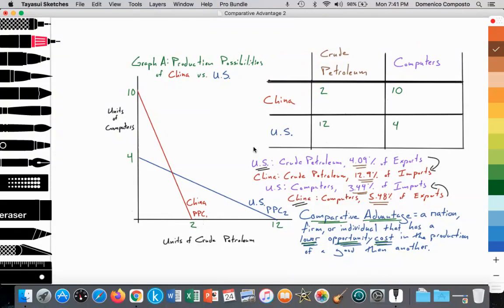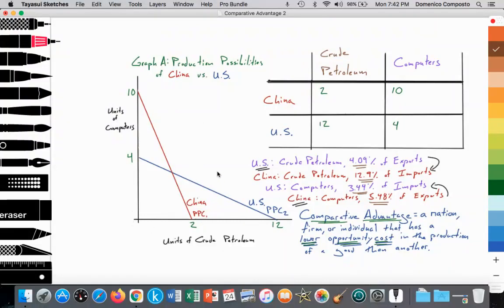By utilizing this matrix, which is probably the best way to calculate opportunity costs, you create a matrix where you have the two nations, or firms, or individuals on the left margin, and on the top you're measuring the two goods that they can produce, to see whether or not they can trade with each other based on the idea of comparative advantage. Now, a bit of review of comparative advantage: it's any nation, firm, or individual that has the lower opportunity cost in the production of a particular good than the other nation, firm, or individual.